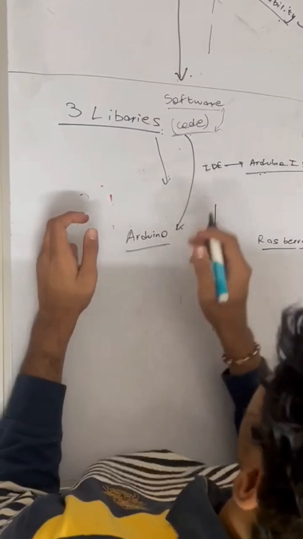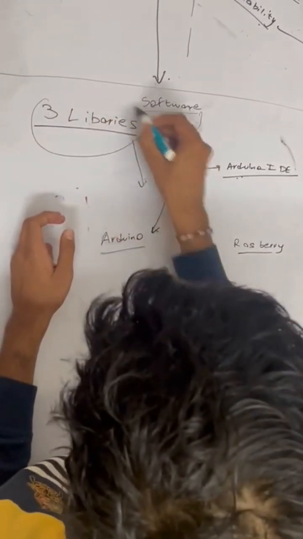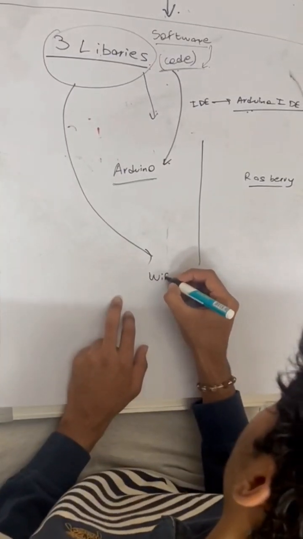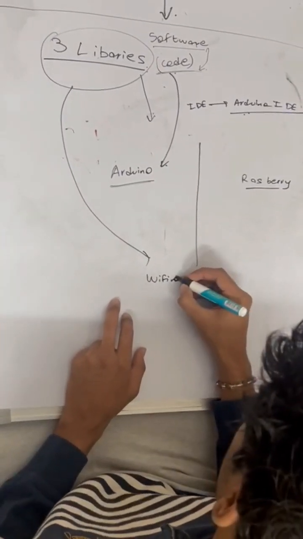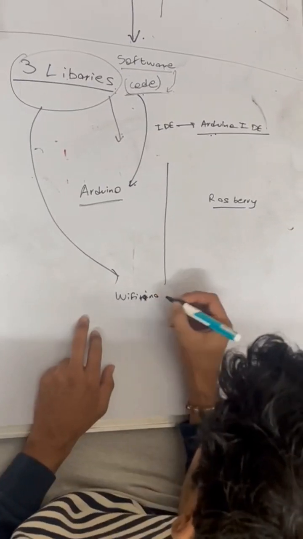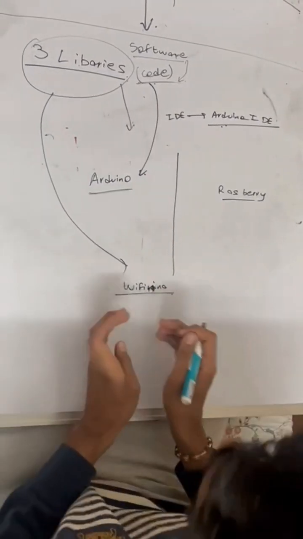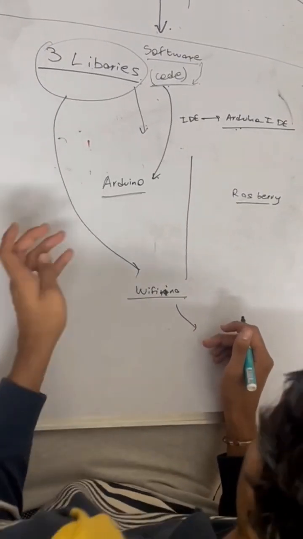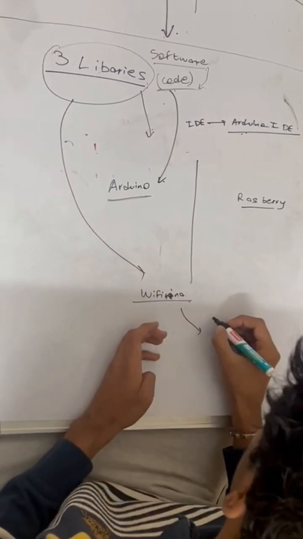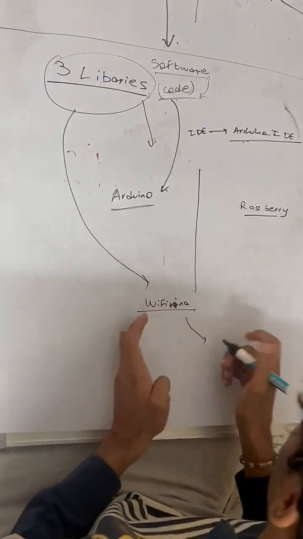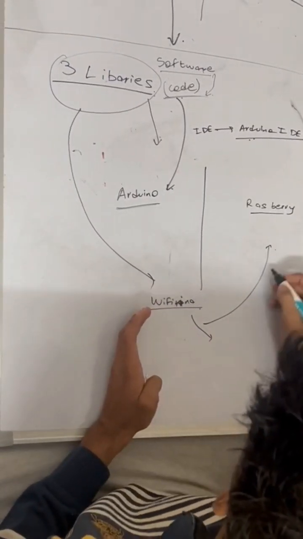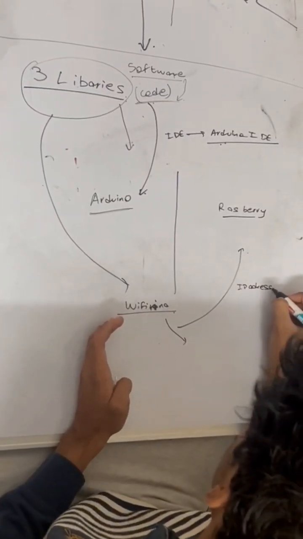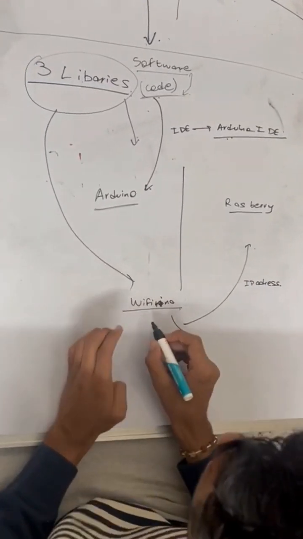Now about the Arduino, I've included three libraries in my code. The first one is WiFiNINA. What does this basically do? It enables the Wi-Fi connection that we need to run the code. Wi-Fi is required for me to connect to the Raspberry Pi through its IP address. So WiFiNINA enables the Wi-Fi communication.